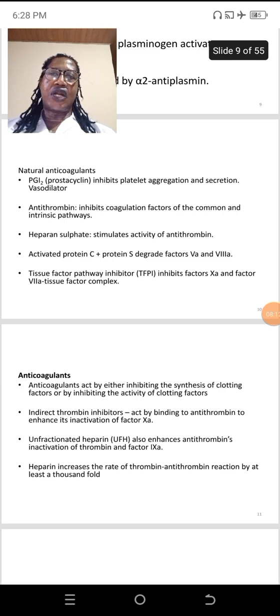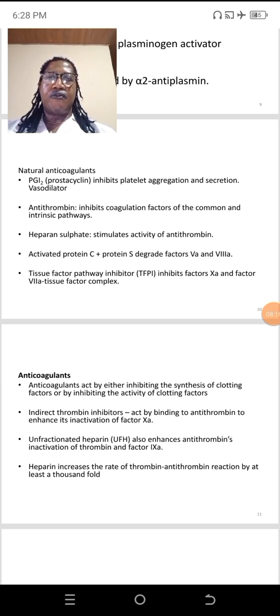We have some natural anticoagulants, and these include prostacyclin, which is a vasodilator and also an inhibitor of platelet aggregation and secretion. Then there is antithrombin, there is heparan sulfate, then you also have activated protein C and protein S. We also have the tissue factor pathway inhibitor, which inhibits factor 10A and factor 7A tissue factor complex.